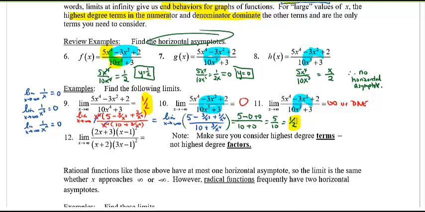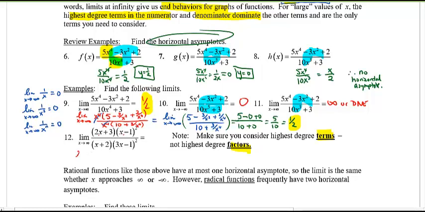Okay? Now, if they don't ask you to do it the long way, then that's right. Don't do it that long way. Just look at the end behavior. So for number 12, if you look at the end behavior, what would that be? Now, make sure you're considering the highest degree terms. Okay, careful, not the highest degree factor. So really, what is my highest degree term? It's an x times an x squared, which is an x cubed in the numerator.